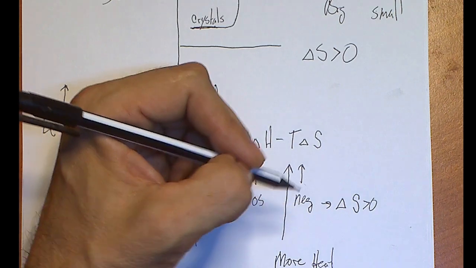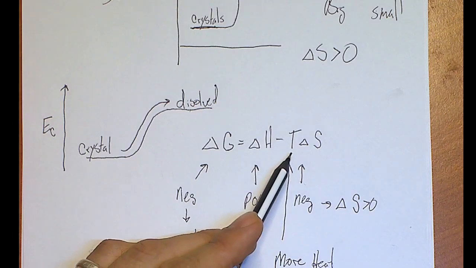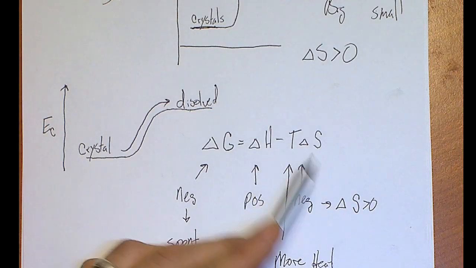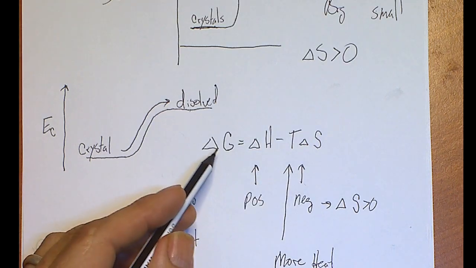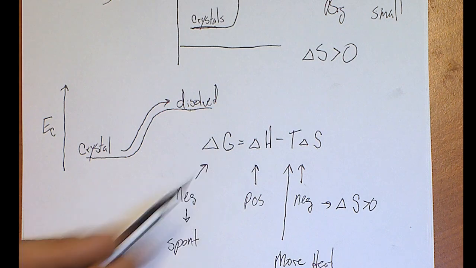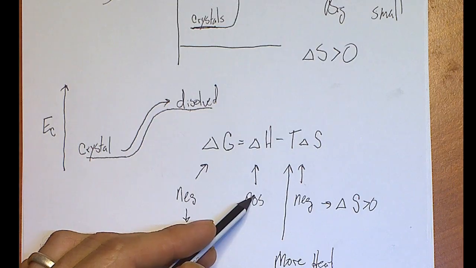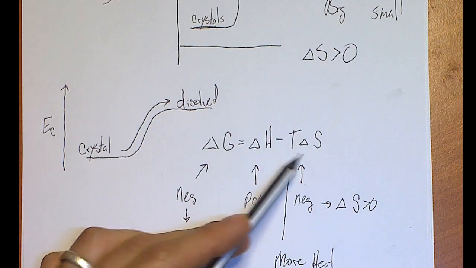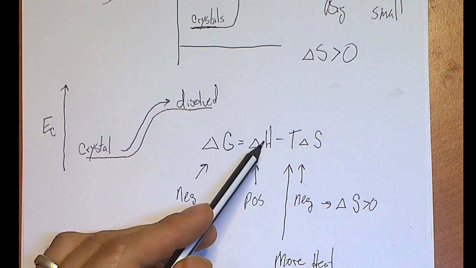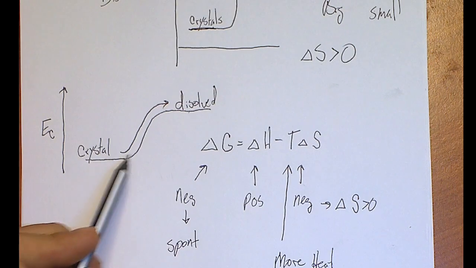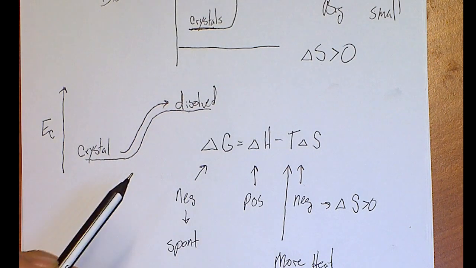drives this reaction to products, but it also makes this term bigger. Of course, temperature is always a positive term. If delta S is positive, this term gets bigger. And really, what we need for Gibbs energy to be negative when delta H is positive is for this term to dominate and become so negative that it erases the fact that this crystal has to go uphill in energy to become a dissolved salt.